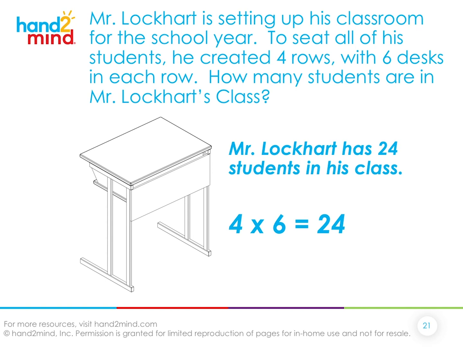4 times 6 is 24, so we could also write it out like that. 4 times 6, or sometimes when I'm saying it, I'll reverse the last number and the multiplication sign. So then it can be 4, 6 times, right? But when you're writing it out, 4 times 6 equals 24. And that's a multiplication problem.